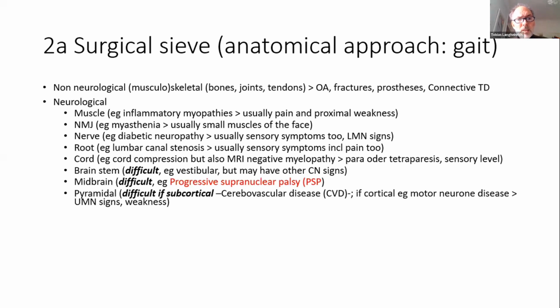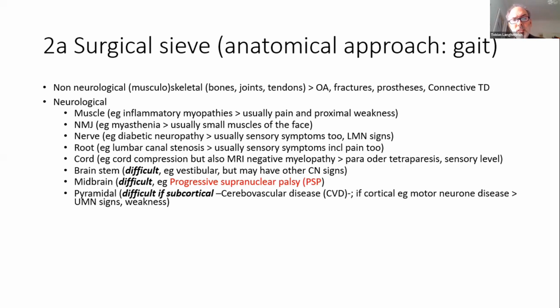Pyramidal system, it is again a difficult differential diagnosis if it's subcortical, for example, cerebrovascular disease. I will in fact not really talk more in detail about cerebrovascular disease, even though this is probably the most important differential diagnosis, but I would even go as far as to say there probably must be an overlap between cerebrovascular disease and normal pressure hydrocephalus, but it's very variable in its presentation and very hard to pin down diagnostically, really.